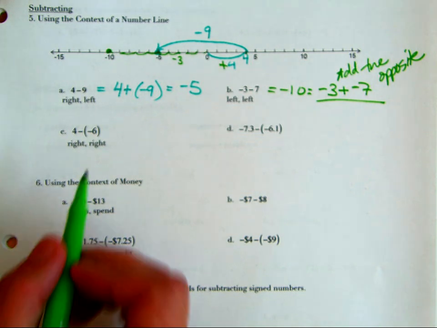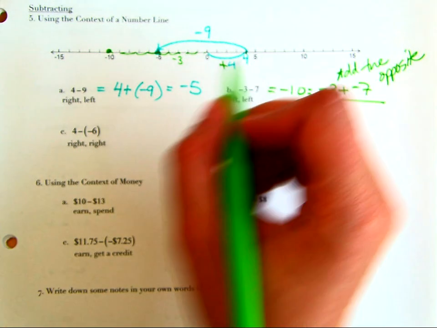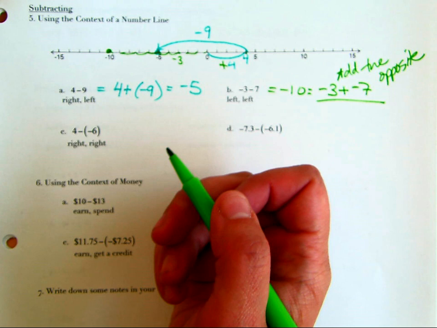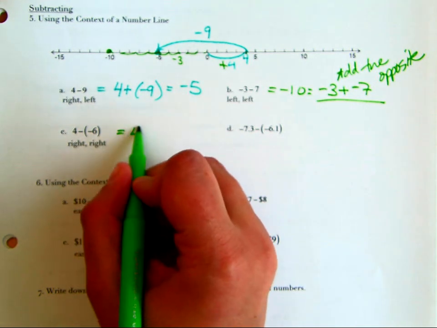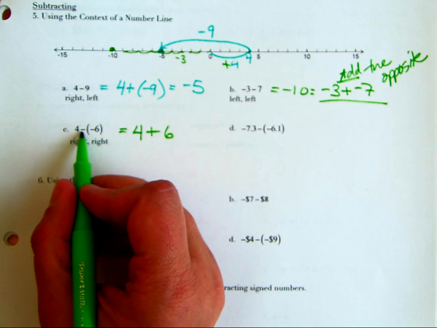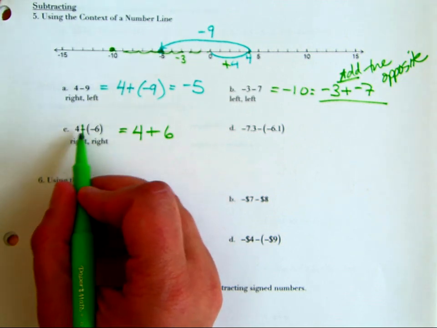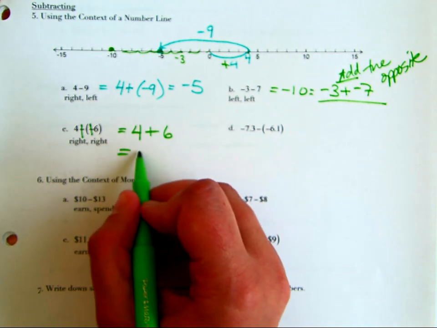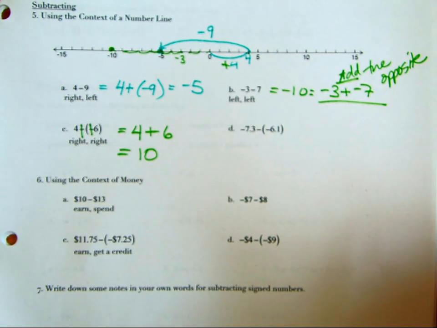So when you have a double negative right here, you start at 4, you go right. Actually, you end up going right +6. So this is the same thing as 4 plus 6. Add, change your subtraction to add, change your sign to the opposite. Add the opposite and you get 10.